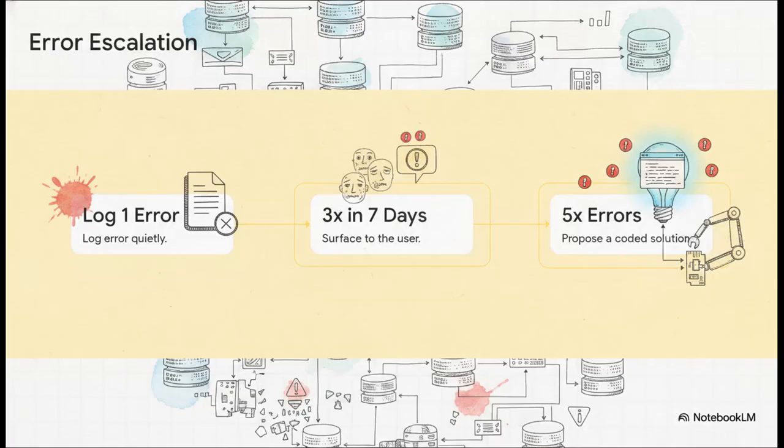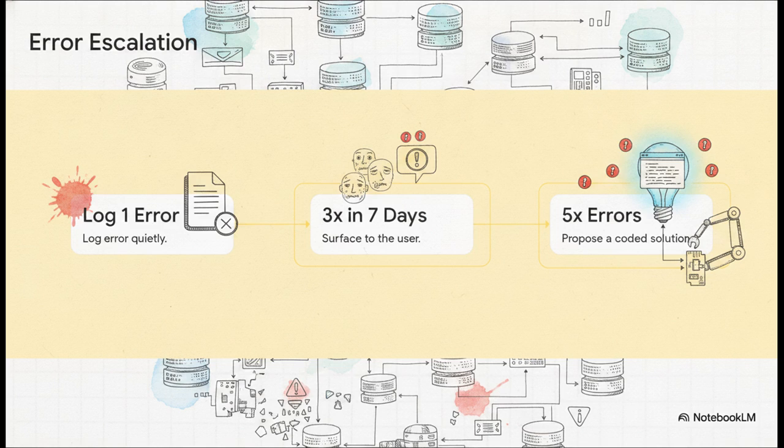We also have to handle system failures gracefully when they inevitably happen. Check out this error escalation ladder. Step 1. When an API fails or an error happens once, just log it quietly. Step 2. If that exact same error happens 3 times in 7 days, okay, now surface it to the user. Step 3. If it happens 5 times, the system shouldn't just send a notification, it should actually propose a coded solution.